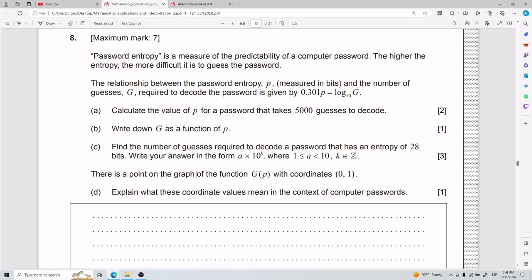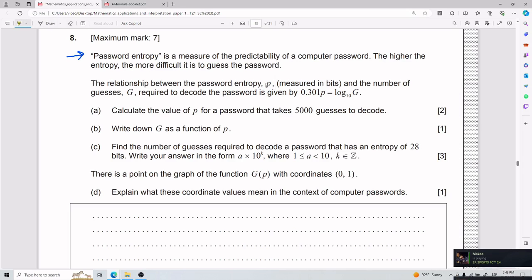All right, and now for number 8, we have this thing that talks about password entropy. They tell us that password entropy is a measure of the predictability of a computer password. The higher the entropy, the more difficult it is to guess the password. And so the relationship between the password entropy P, measured in bits, okay, so this is important.